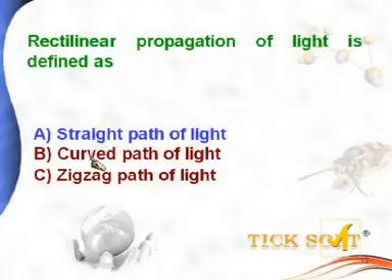See, when the light moves in a circular path, we call it a curved path of light. When it moves in a zigzag way, we call it a zigzag path of light. Okay, so here they have asked for rectilinear propagation. It is a straight path of light. So option A is the answer.